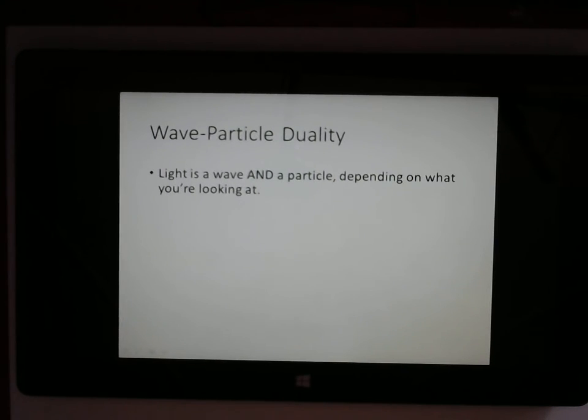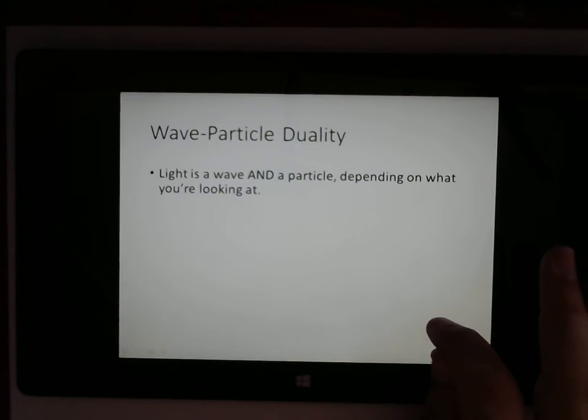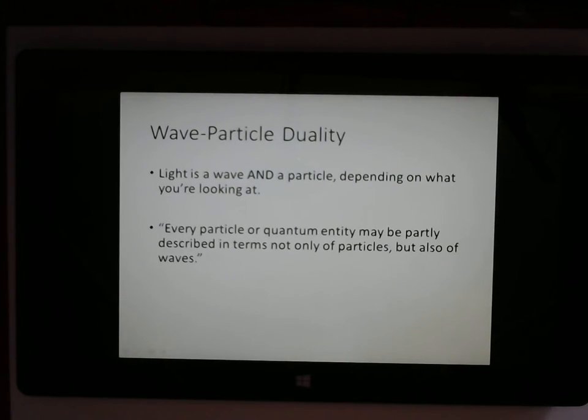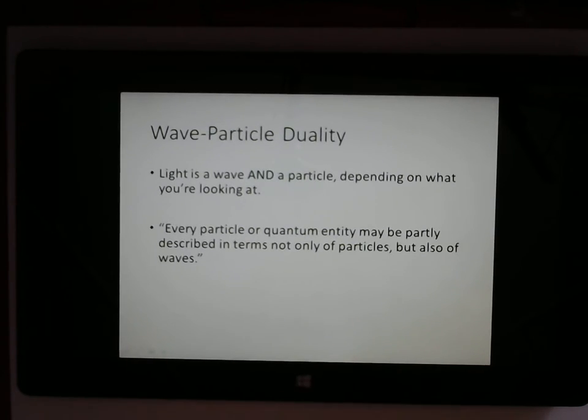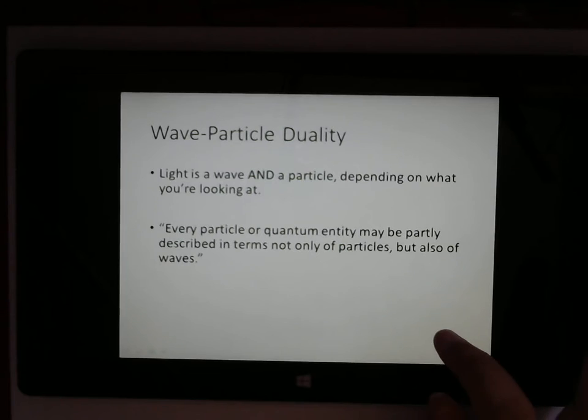So here's the definition that you should use. Every particle or quantum entity may be partly described in terms not only of particles, but also of waves. And this term quantum entity sounds all fancy and scary sounding. It basically just means anything small. Right? Anything that's small has both wave and particle nature. All you care about at this point is light, so photons of light, and electrons. They're the only things that matter for you.